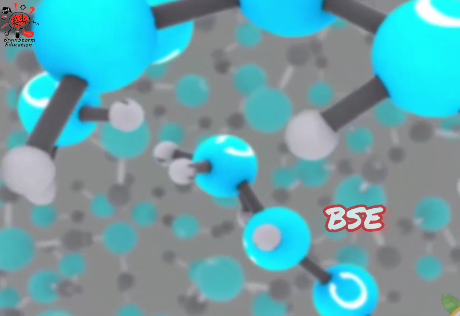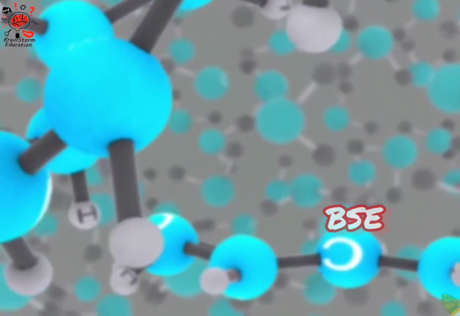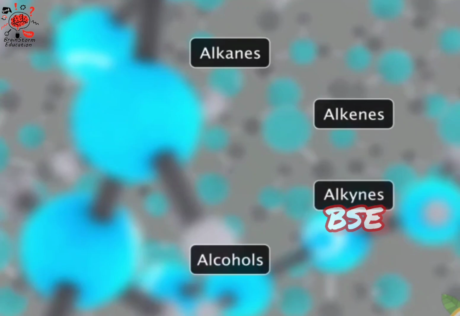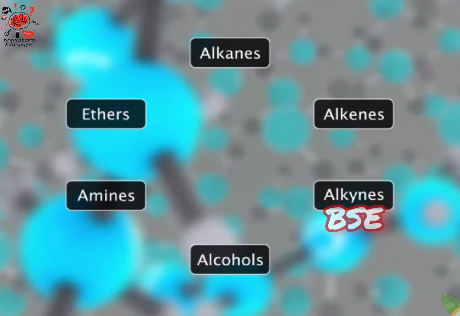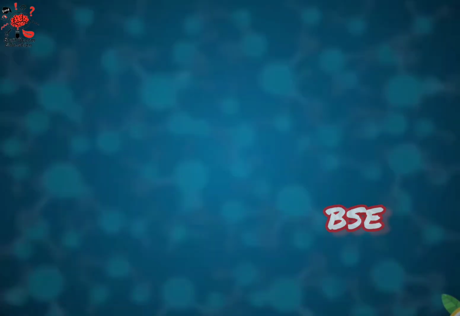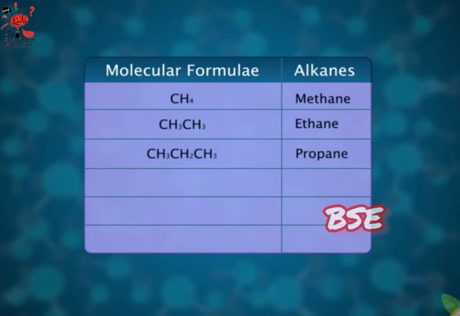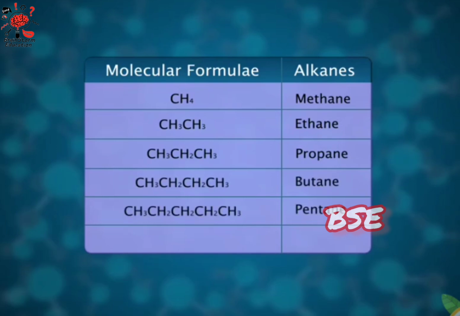There is a variety of organic compounds which can be classified into groups of similar compounds, such as alkanes, alkenes, alkynes, alcohols, amines, ethers, etc. These groups are called homologous series. Members of each group are similar in formula and properties. For example, the group of alkanes has methane, ethane, propane, butane, pentane, hexane, etc. as members.